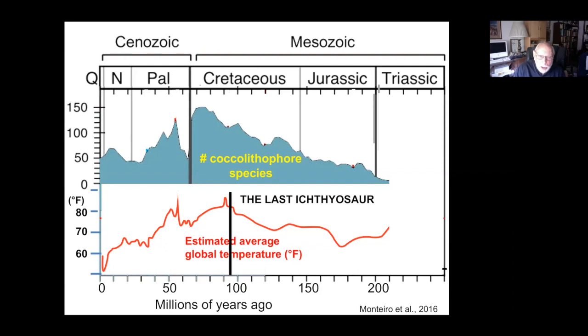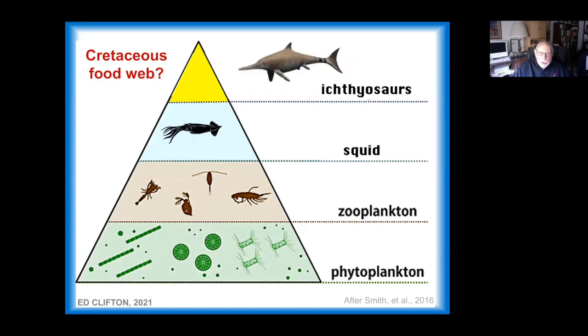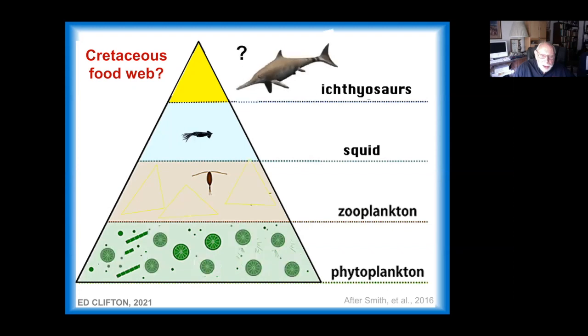And with that warmer water, the coccolithophores, tiny little plankton with calcium carbonate shells, really kind of took over. They were very, very abundant. And this would have impacted the food chain. And whether this is what happened or not, I'm not sure, but the Cretaceous food web may have looked something like this until this warm period and a major shift in the phytoplankton, which impacted the zooplankton and right on up the food chain, and essentially the ichthyosaurs starved to death.